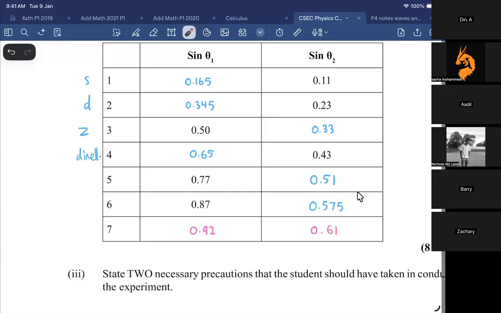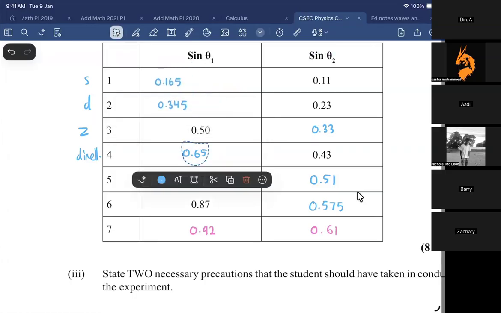Now, guys, you would have noticed that in some of our answers, we have 3 decimal places. But if you look at the structure of the table, what is the highest degree of accuracy? Tell me, guys. 2. So we would actually have to write our answers correct to 2 decimal places.